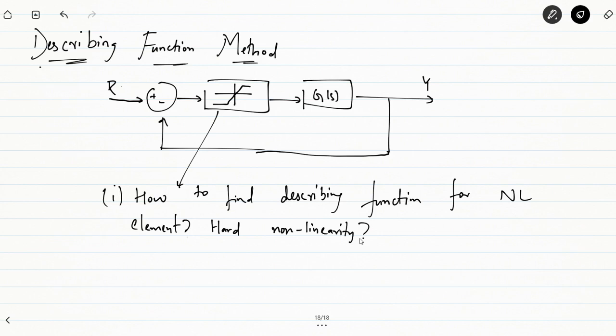particular block diagram. But if it is a hard nonlinearity, such as saturation, hysteresis, etc., or a combination of these, we need to find out a function that basically determines the behavior of this element so that we can determine the behavior of this overall system. Once we do that, we'll be able to describe the dynamic behavior of the system. So herein we need to find out the describing function.